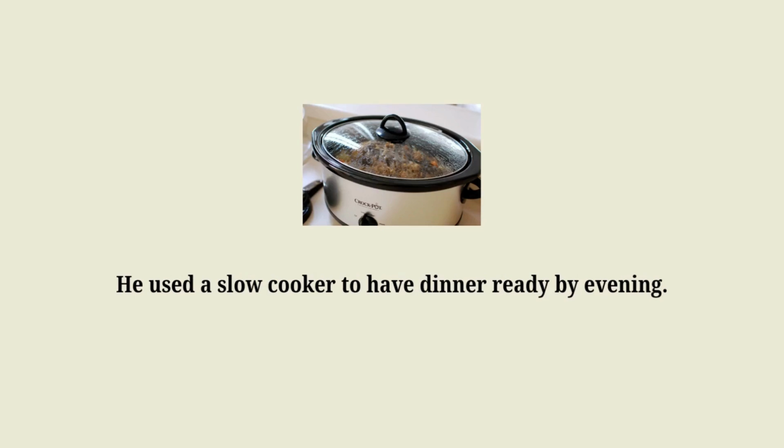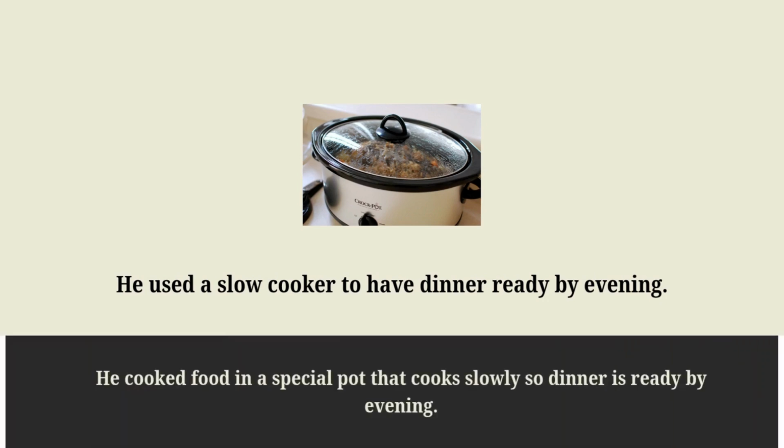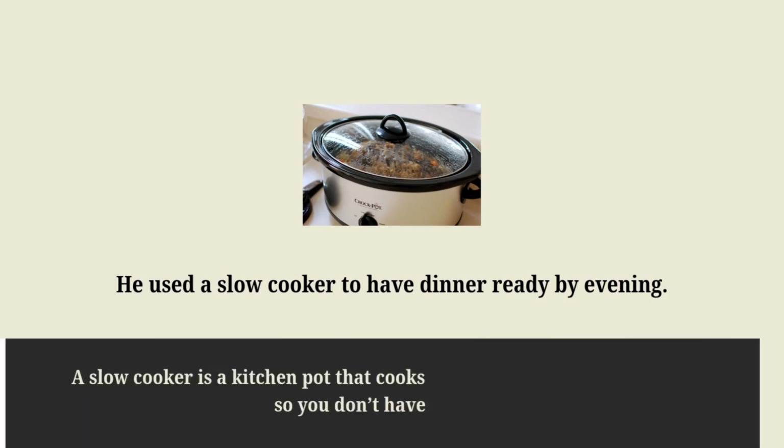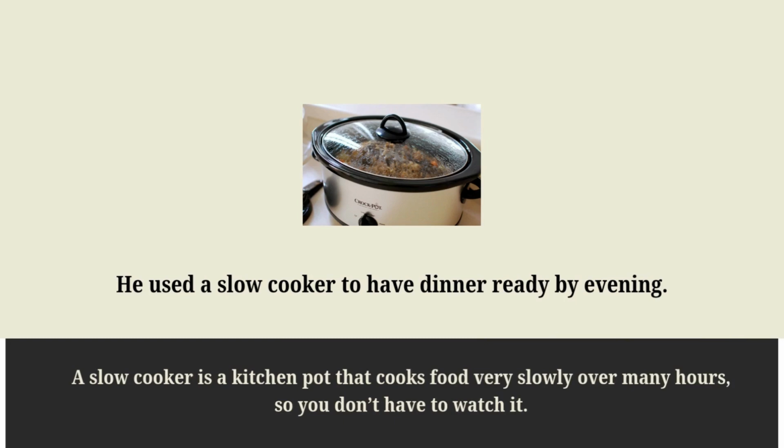He used a slow cooker to have dinner ready by evening. In simple terms, he cooked food in a special pot that cooks slowly, so dinner is ready by evening. A slow cooker is a kitchen pot that cooks food very slowly over many hours, so you don't have to watch it.